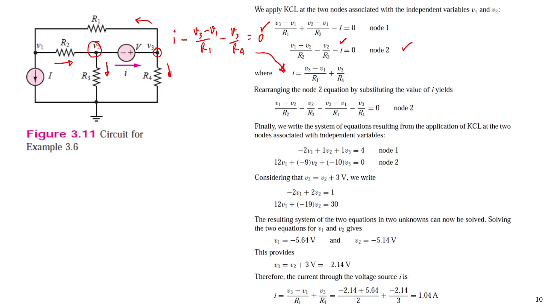Okay, it's okay. And we substitute I. This is I, the current I. If we substitute the I value, we get this form, right? Finally, the equation of node 1 with the known value substituted and node 2 with the known value substituted, we have two equations, two unknowns again, right?